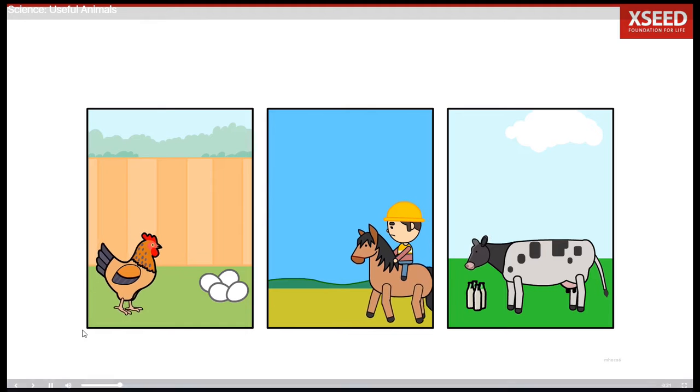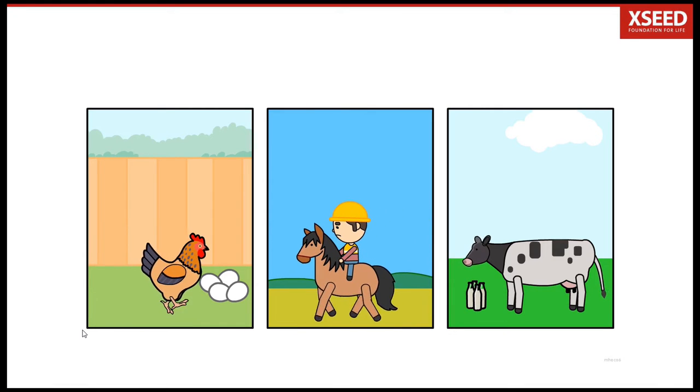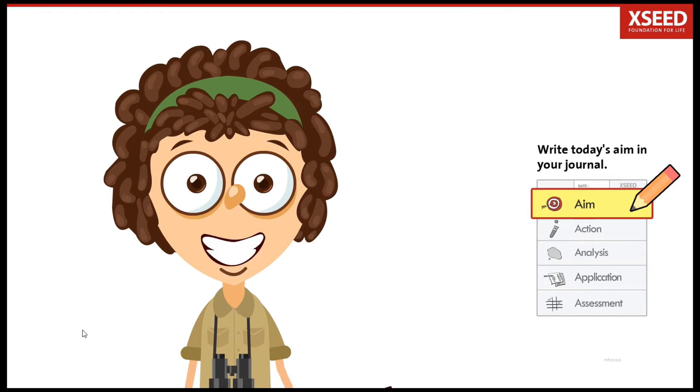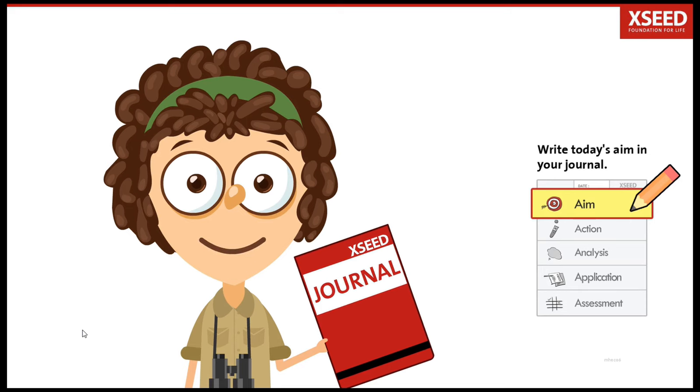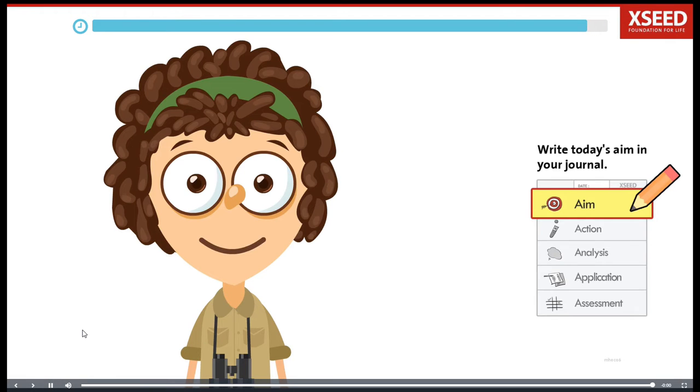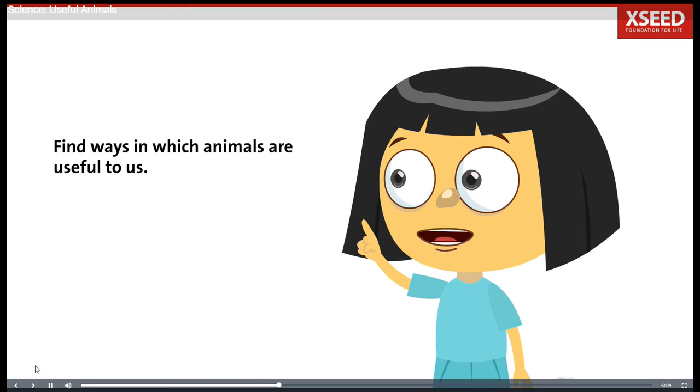Today, we are going to find out more about useful animals. Specifically, we will learn more about how domestic animals are useful to us. Now write in your journal, in your own words, what is the aim of the class today? I have written down what we are going to learn today.